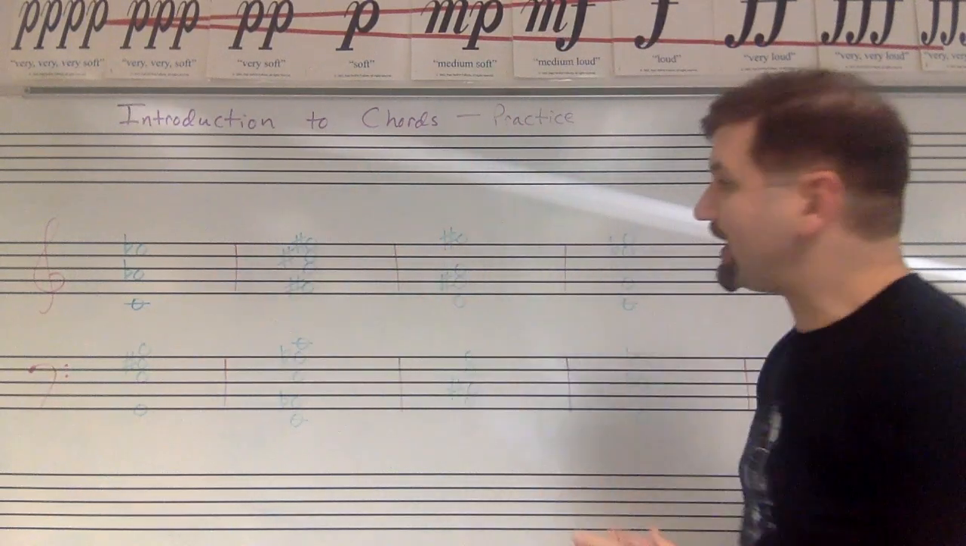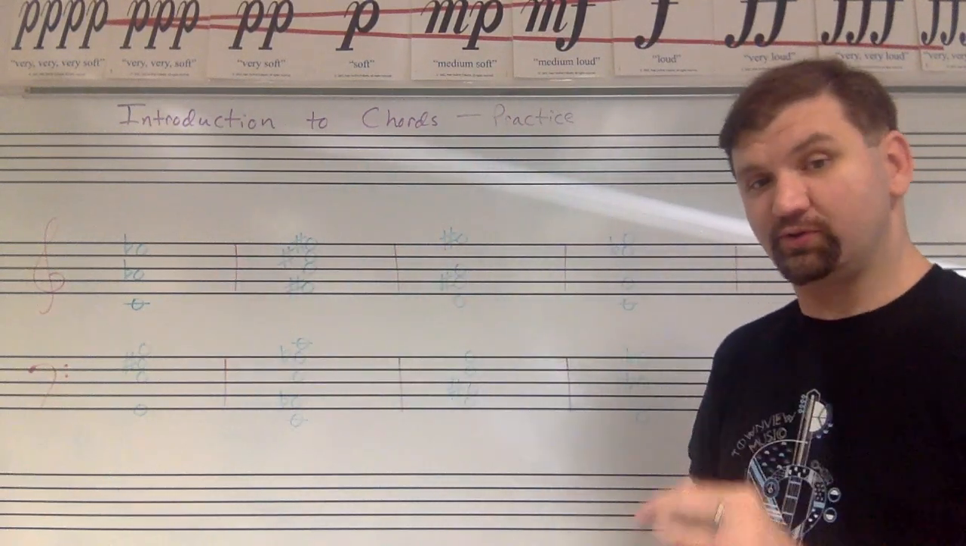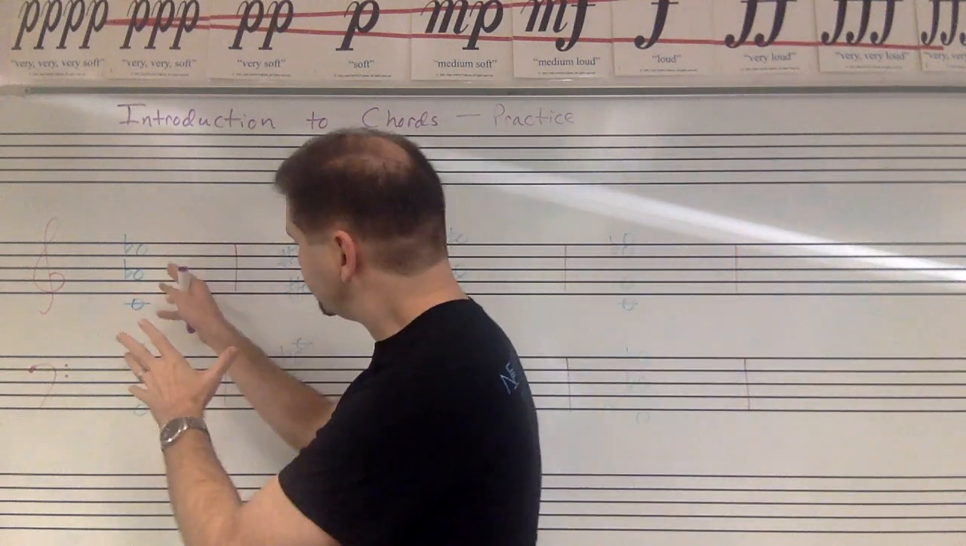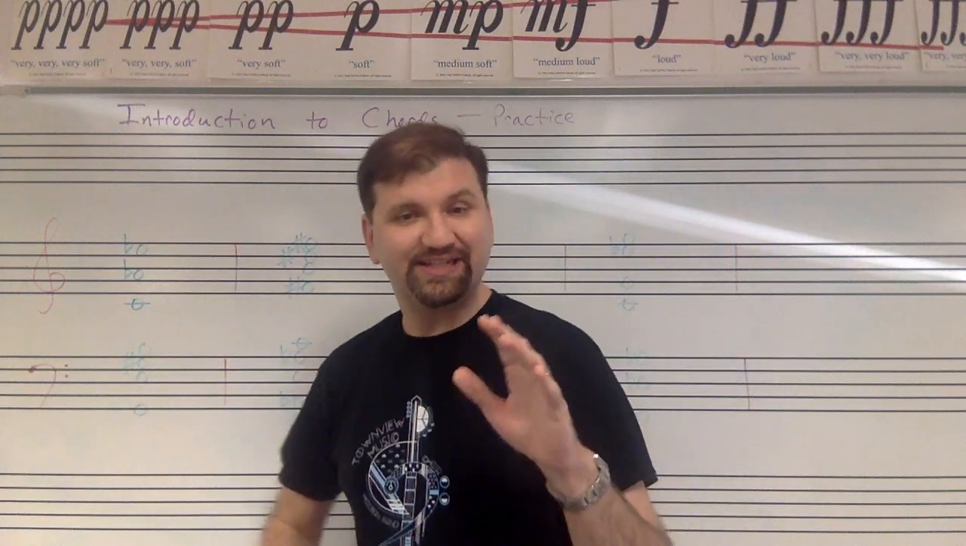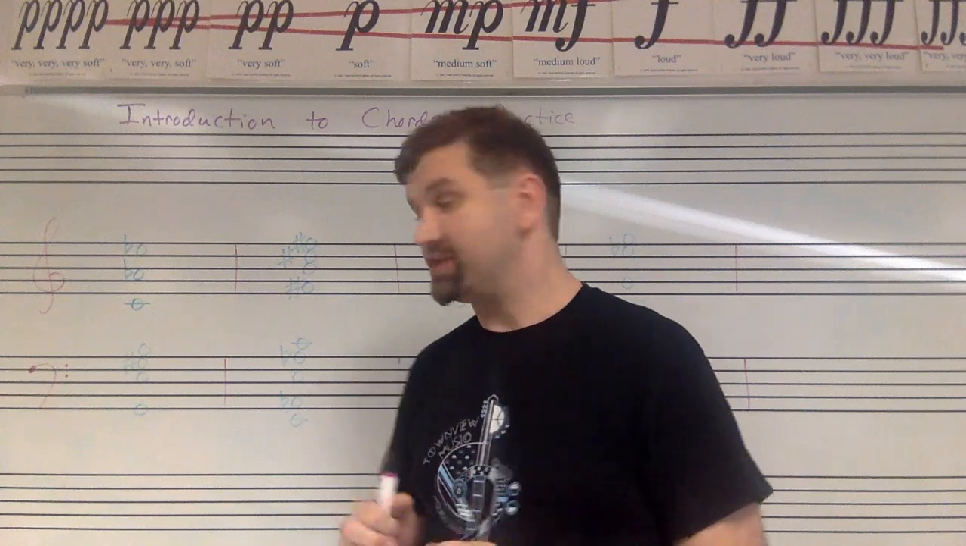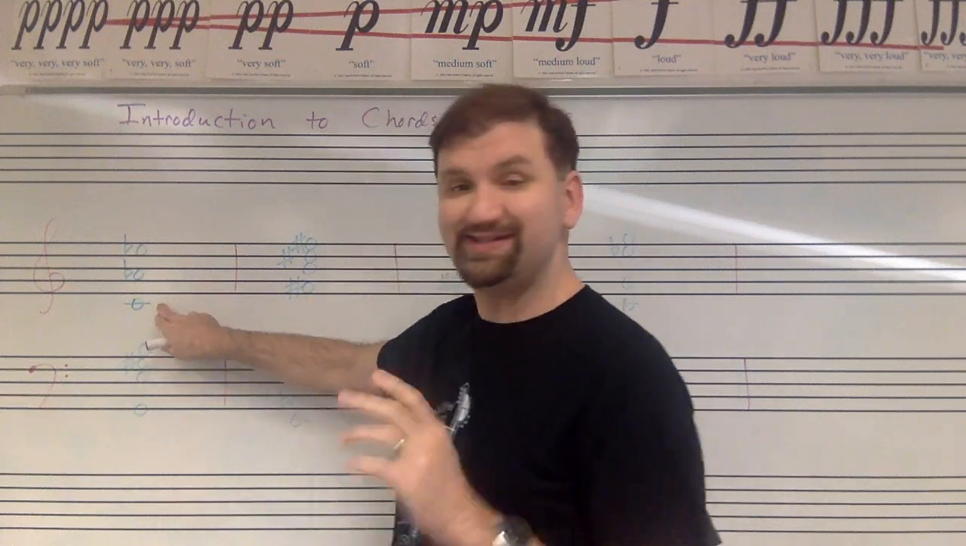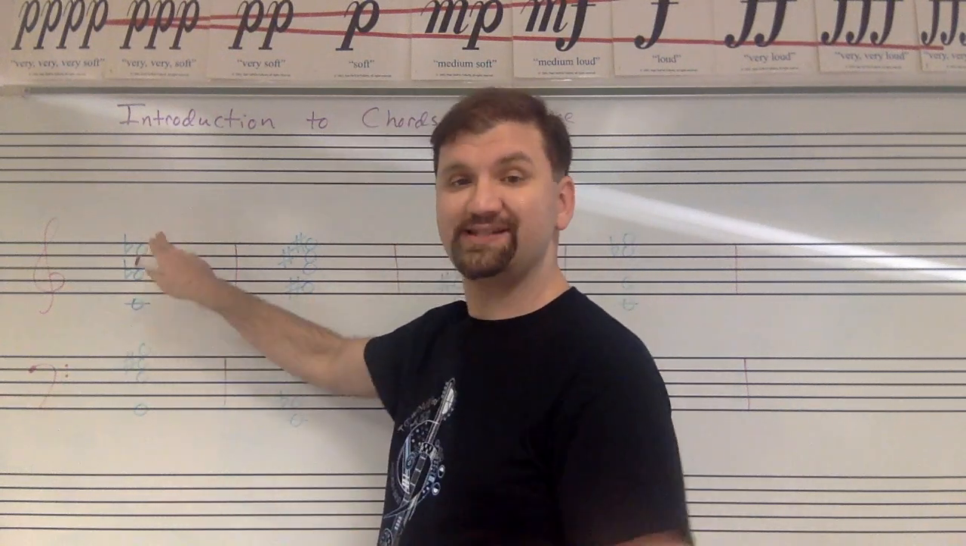So let's do a little practice with inverted chord analysis. First things first, we're looking at taking an inventory of the pitches that are there. So the bottom pitch here is C. Now we have A flat and then E flat.